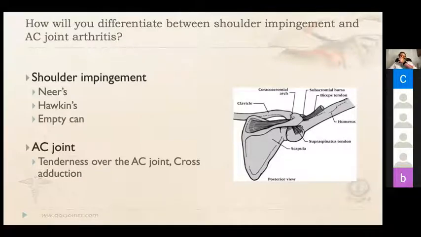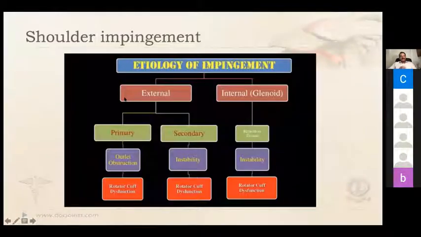The patient could have pain over the anterior or anterior superior part of the shoulder joint, which is the acromioclavicular joint. So, shoulder impingement, let's look at the types of impingement. It can be an external impingement or an internal impingement. What is internal impingement? External we always think about. External is on the outer side of the shoulder joint, on the acromial arch.